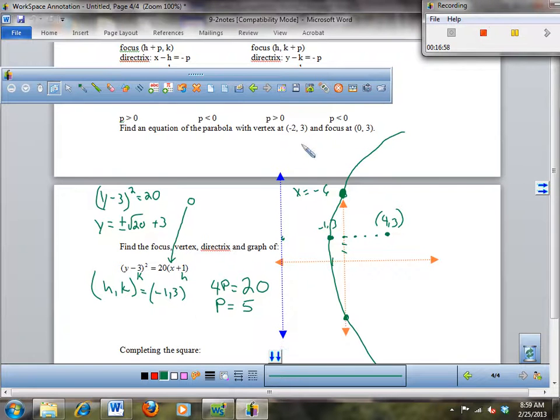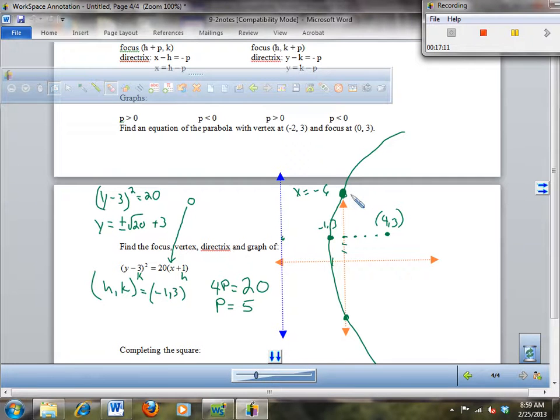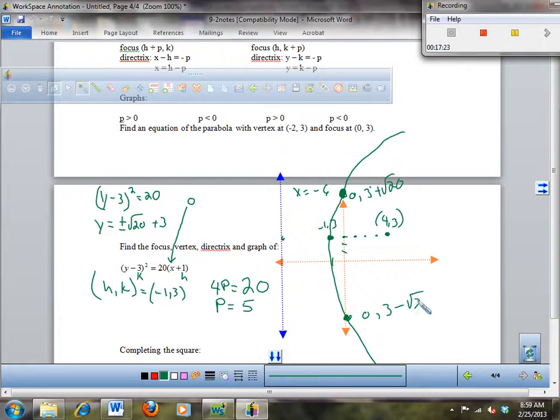So this point would be (0, 3 plus the square root of 20). Okay, (0, 3 plus the square root of 20). And this point would be (0, 3 minus the square root of 20). And so they might ask you to find some specific points. All right? I'm going to do one more. You ready? Okay?